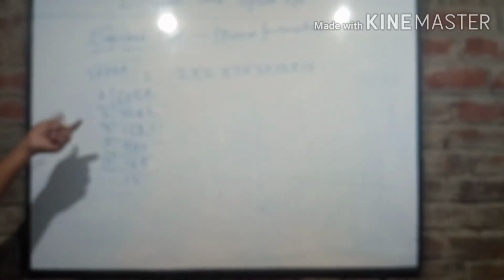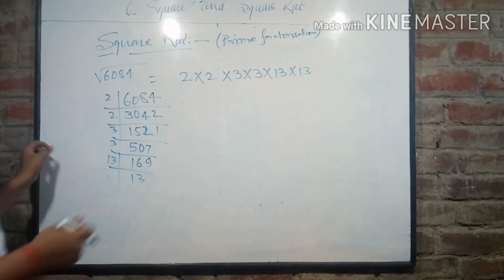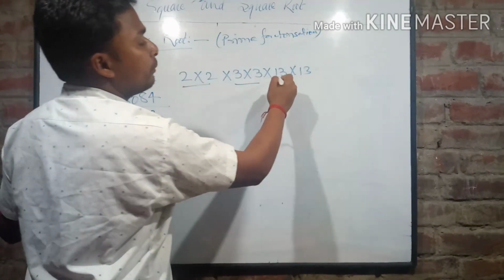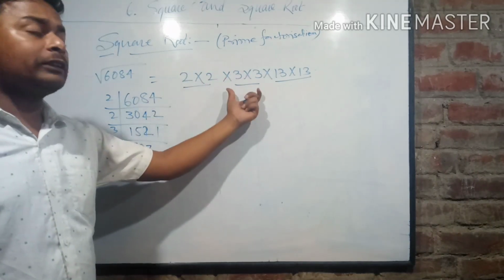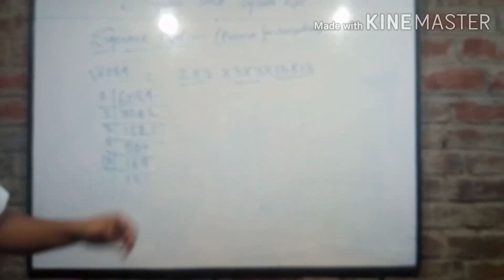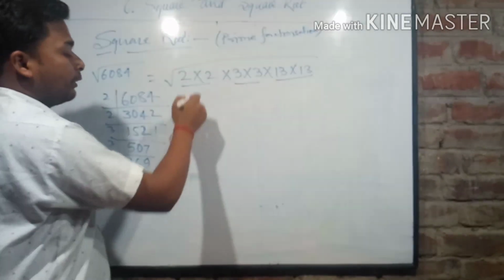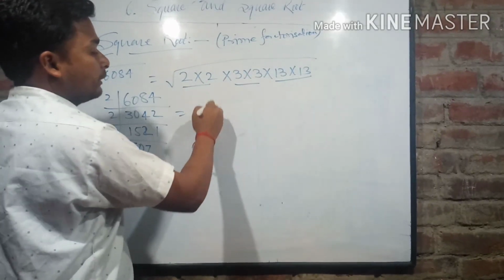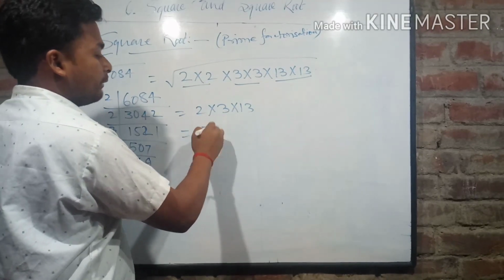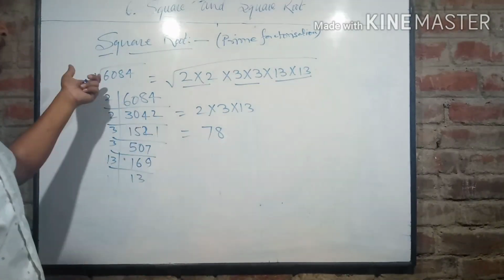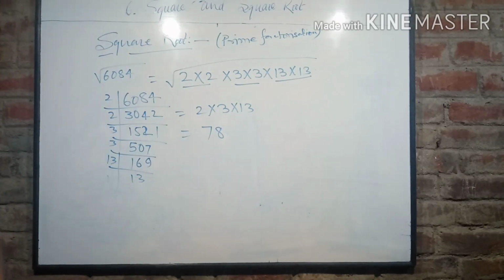Now we can see that there is a pattern being followed, that a number is being repeated. It means we have to find pairs. We have to make pairs of these numbers. You can see that there are two 2s, two 3s and two 13s. So, to remove the square root, we take out one from each pair: 2 into 3 into 13, and this is equal to 78. We got the answer that the square root of 6084 is equal to 78.